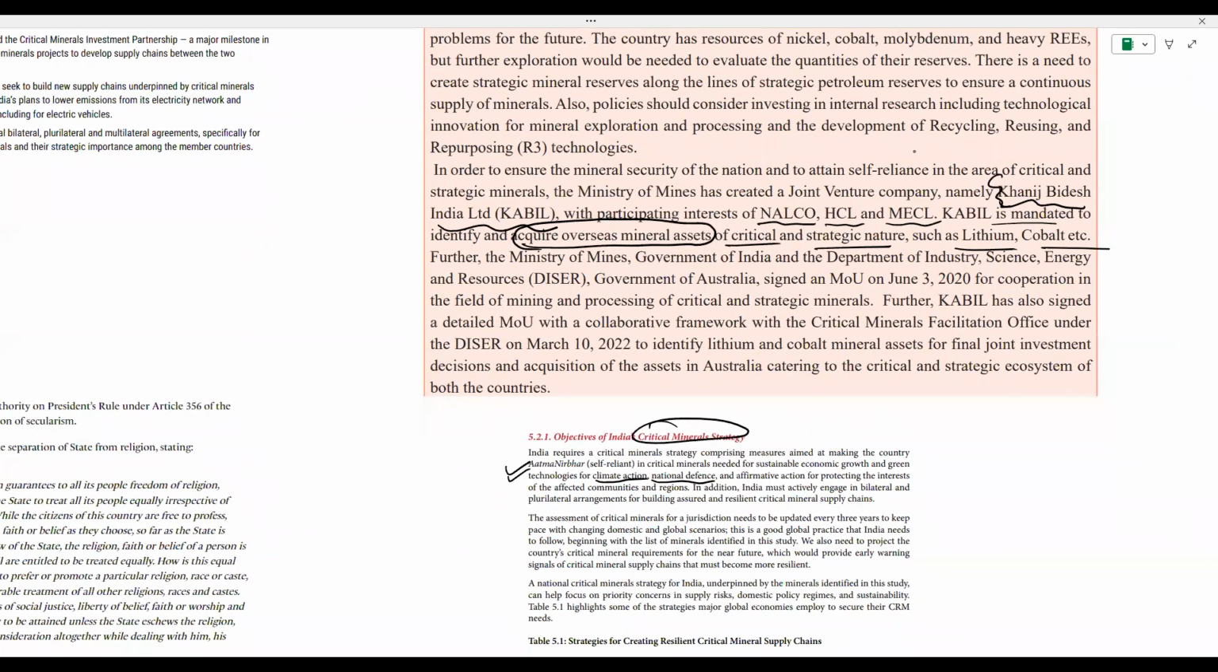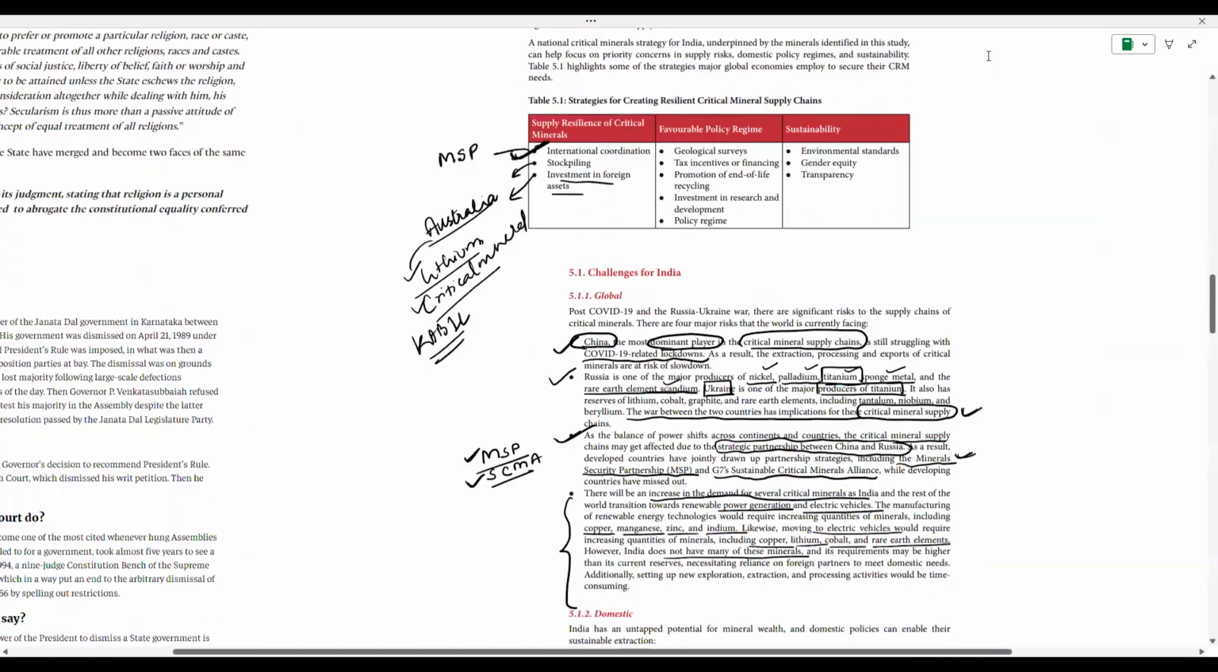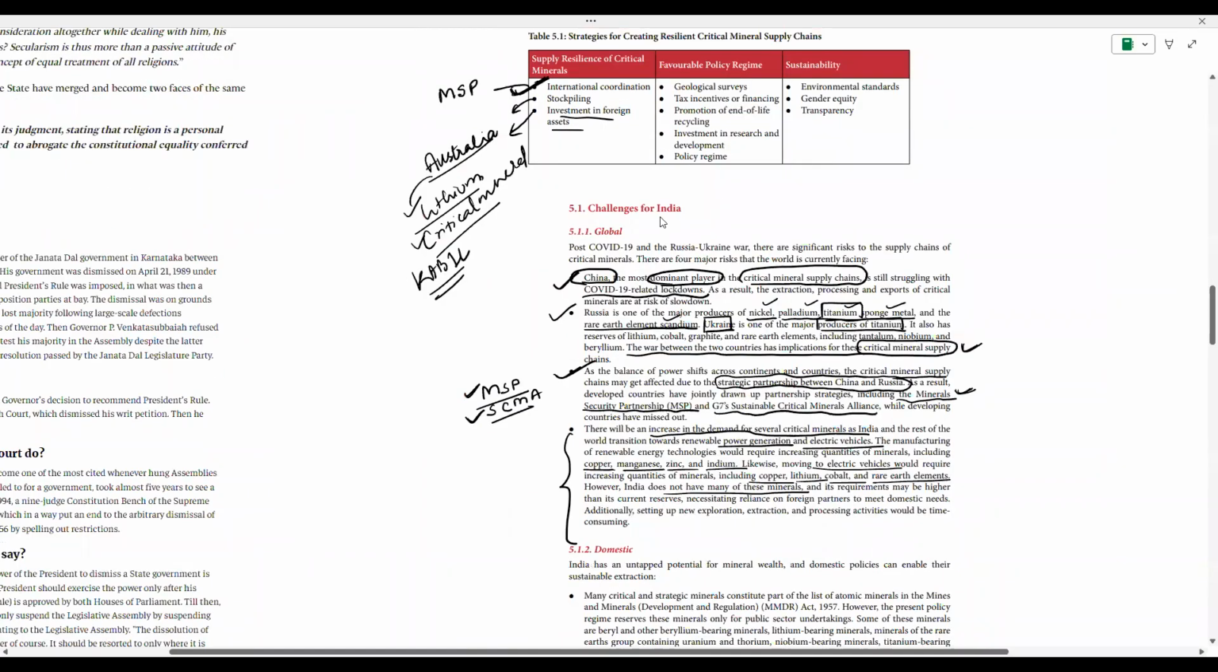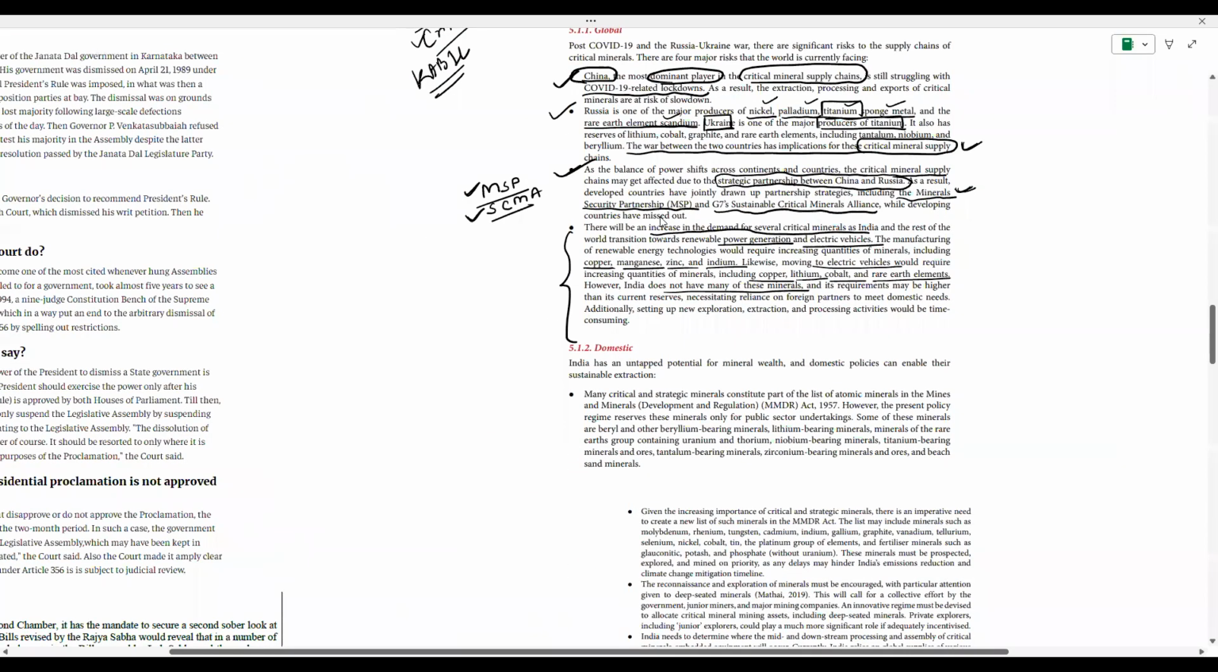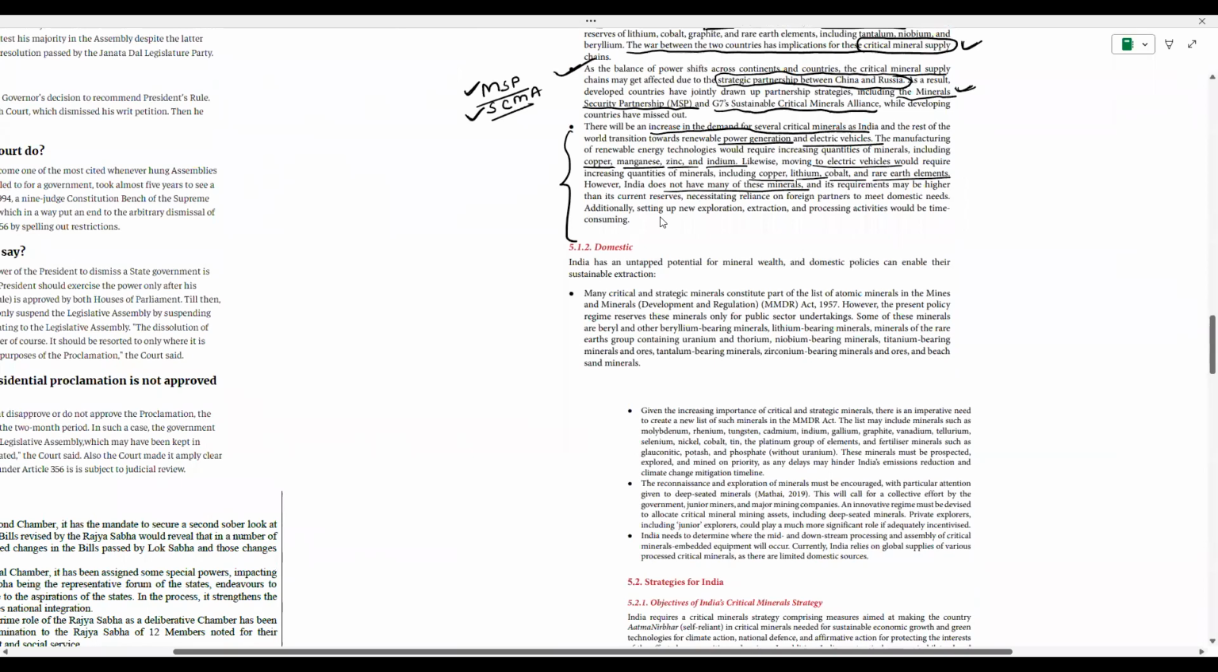Now we have signed with the Government of Australia for strategic and mineral supply. We are trying to get lithium, cobalt, etc. Okay, guys, is this clear? Guys, we are doing a very in-depth study, sir. I hope you are getting it.